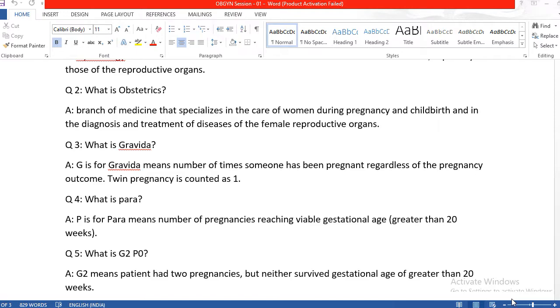Question 2. What is obstetrics? Answer. Obstetrics is the branch of medicine that specializes in the care of women during pregnancy and childbirth and in the diagnosis and treatment of disease of the female reproductive organs. So basically obstetrics includes both the reproductive organs as well as the pregnancy. As we have learned just now, gynecology is only for the treatment of reproductive organs, but obstetrics is a combination of reproductive organs as well as pregnancy and childbirth.